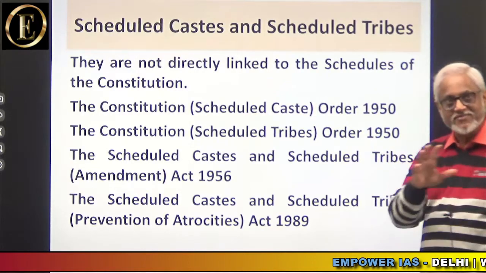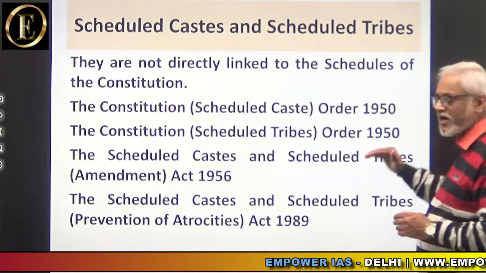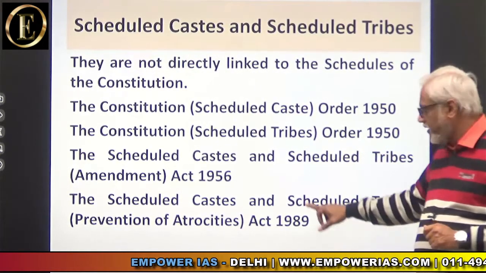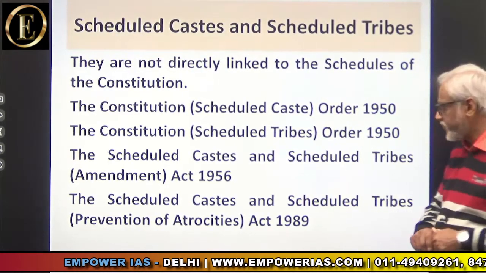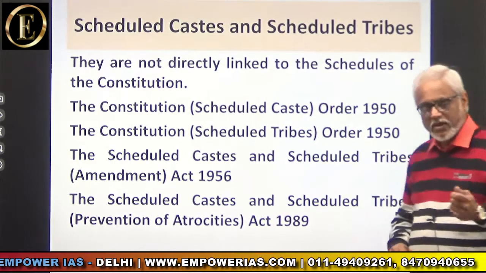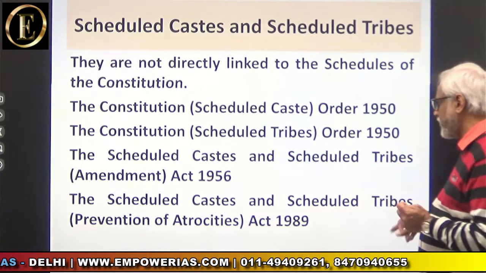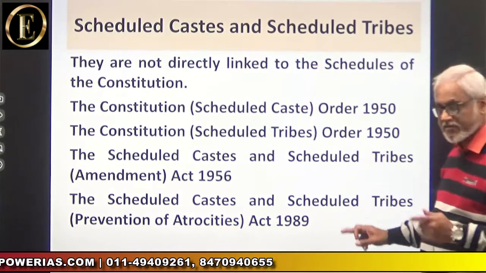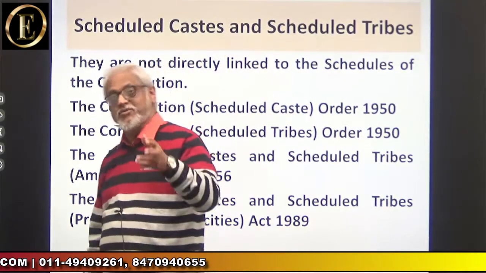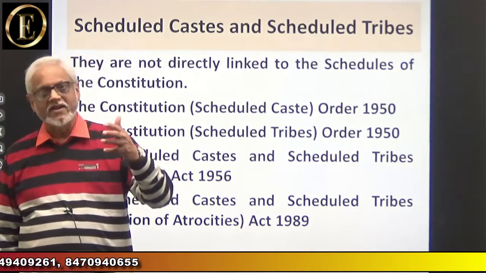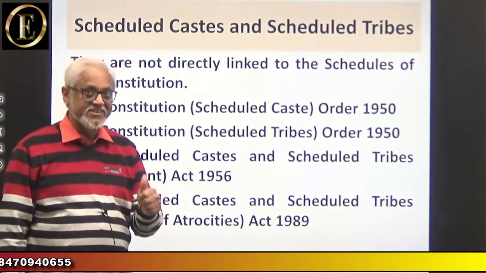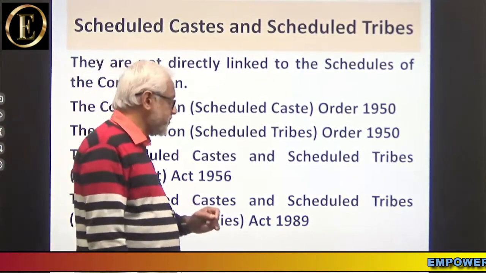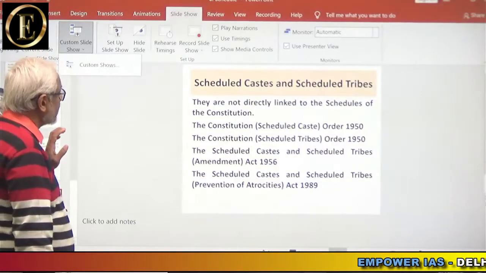Once the act came in 1956, the order was absorbed into the act. Then in 1989, around 33 years after the 1956 act, the Scheduled Castes and Scheduled Tribes Prevention of Atrocities Act came. So our scheduled castes and scheduled tribes are linked with these acts, not directly with the schedules. There are many provisions here and there, but there is no specific schedule for identifying castes and tribes, including the 12th schedule that we mentioned earlier.